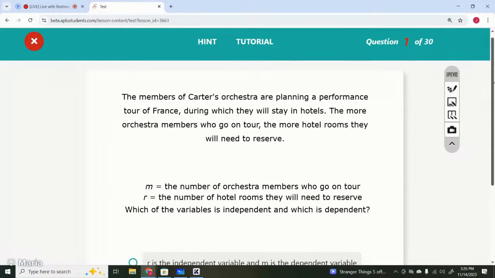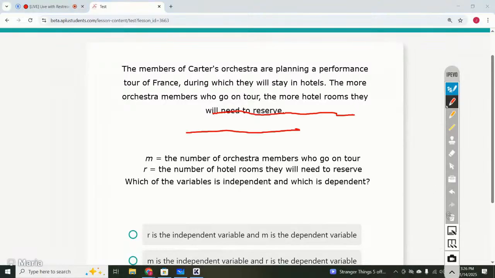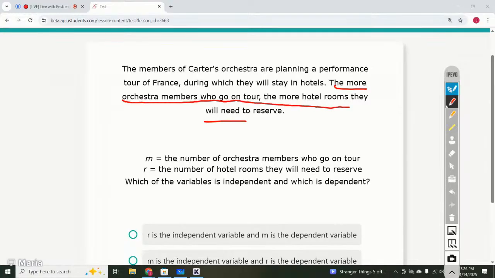The members of the Carter's Orchestra are planning a performance tour of France during which they will stay in hotels. The more orchestra members who go on tour, the more hotel rooms they will need to reserve, right? So that means the more members who go on the tour, the more rooms they have to book. So the number of rooms is dependent on the number of visitors.